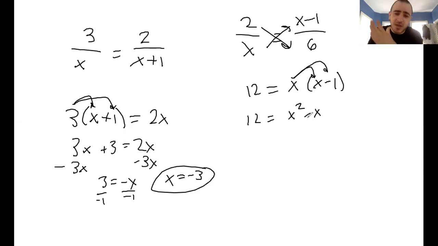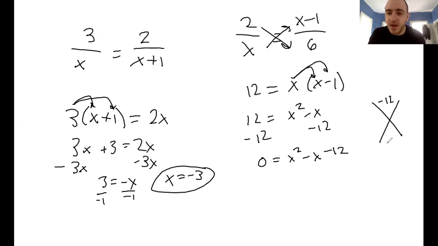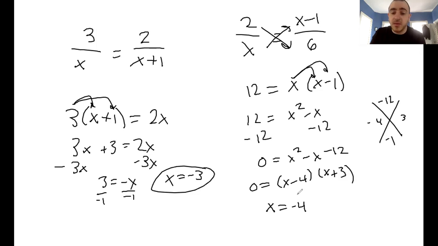Well, I have a quadratic, so I'm going to move everything to one side and set it equal to 0. I'll subtract 12: 0 equals x squared minus x minus 12. Hey, that's factorable. Good old X method, 12 at the top, negative 1 at the bottom. That's got to be 3 and 4, so I'll do negative 4 and positive 3. So 0 equals x minus 4 times x plus 3. Then I need the zero product property: when either piece of this is 0, then the whole thing is 0. So x equals, apologies, x equals positive 4, because your answer will be the opposite sign of what's there, and then negative 3. There you go.